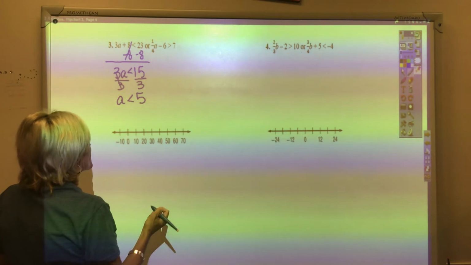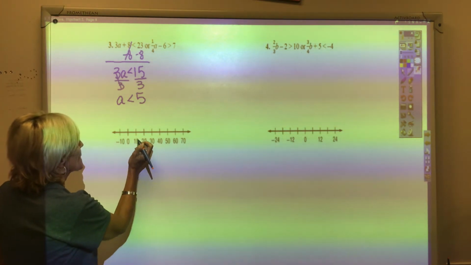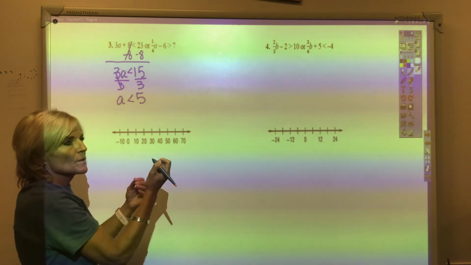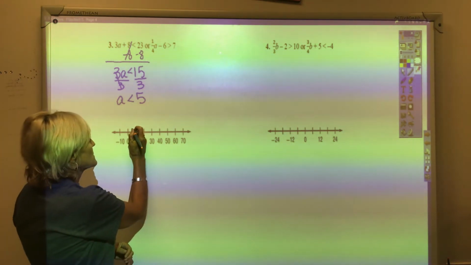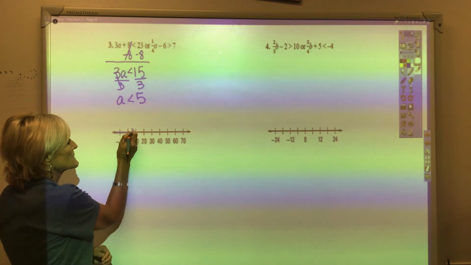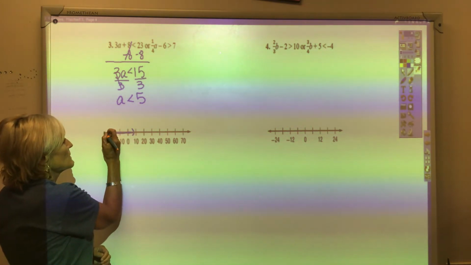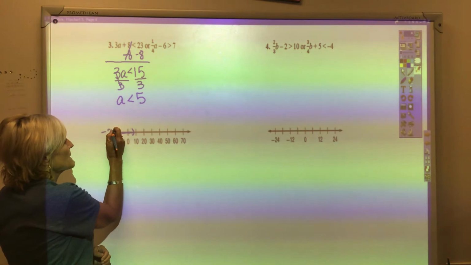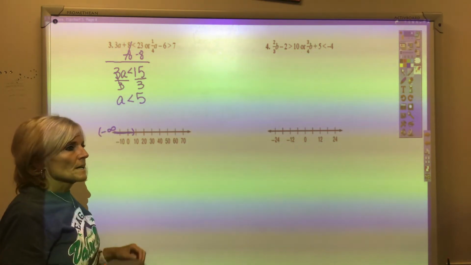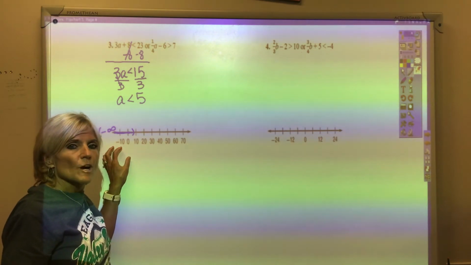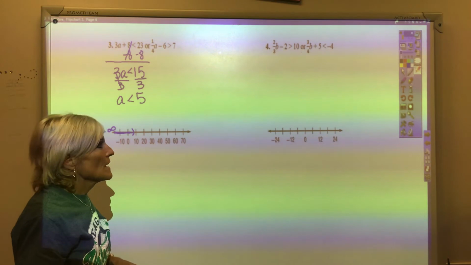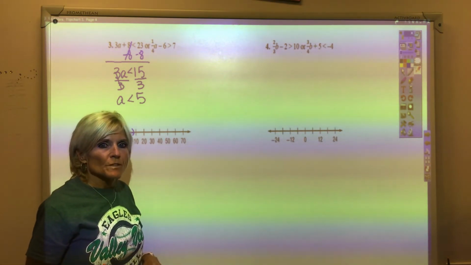So I'm going to approximate where 5 is. It's about right here. If I'm going less, I'm going to the left of 5. So I'm going to put my parenthesis, shade to the left, and remember over on the other end we have negative infinity with the parenthesis. Now we're just adding this part just to help with the interval notation. Speaking of, I should have been writing the interval notation.